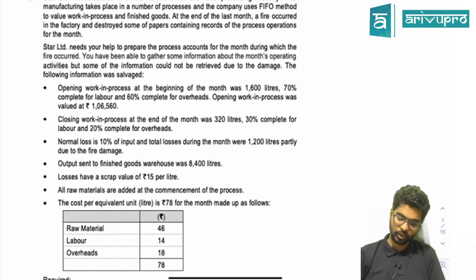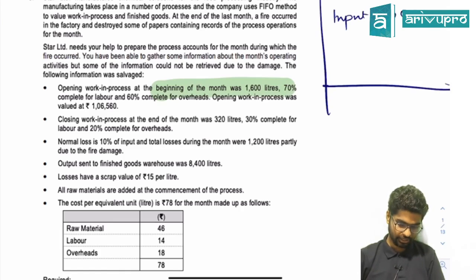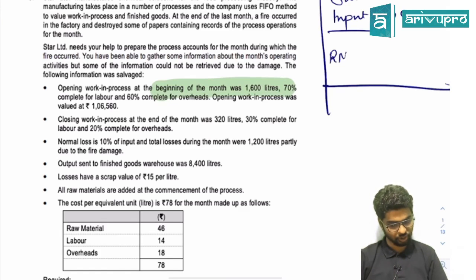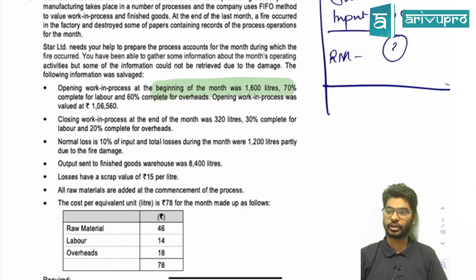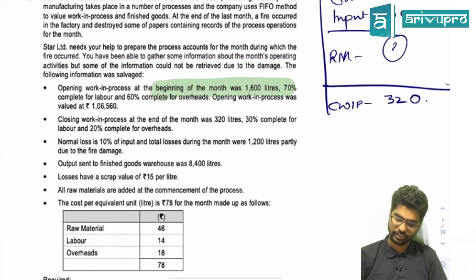They are saying opening work in progress at the beginning of the month was 1600 liters. So my input was 1600, that is from the opening WIP. Let me try finding the raw material purchased. I'll read the entire question. Is there any information about the raw material purchased during the year? No. So I'll put it as a question mark. Do you have information about the closing work in progress? Yes. It says 320 liters.